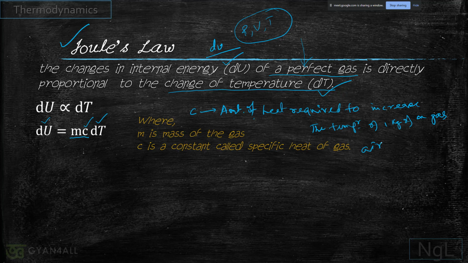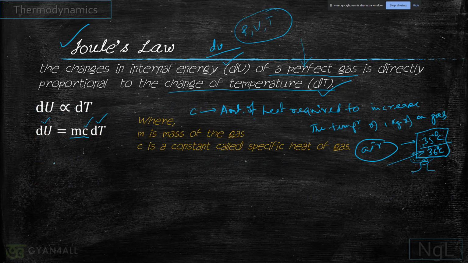Suppose air temperature is at present, say, 35 degrees centigrade. We take some air mass, 1 kg, at a temperature of 35 degrees. Now we want to add some heat to this mass. What will be the amount of heat required to increase it to 36 degrees centigrade? The amount of heat required is called specific heat, per unit mass, per unit increase in temperature. Specific means for 1 kg mass, for 1 degree centigrade. That is called specific heat.